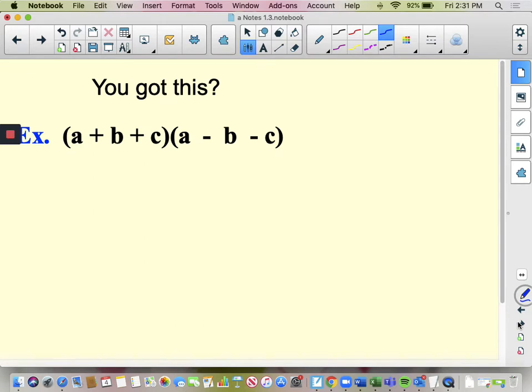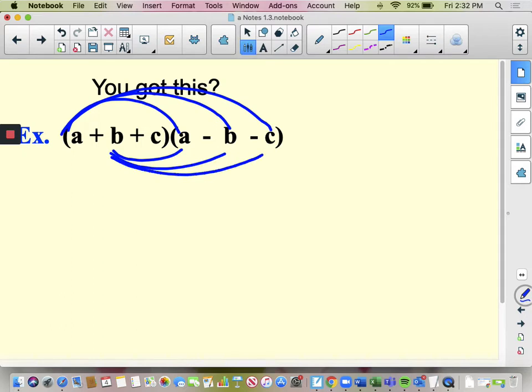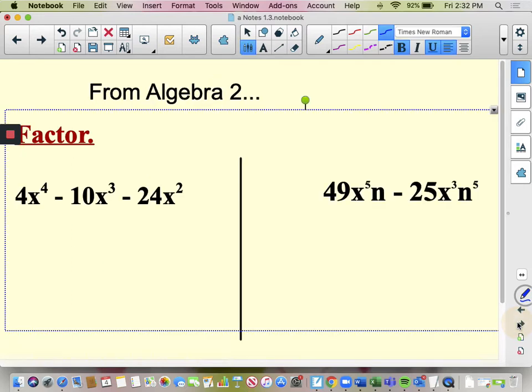You might see trinomials instead of binomials. I'm not going to go through this one, but you would, same thing, right? I'm taking a times a, a times negative b, a times negative c, and then b times a, b times b, b times c, and then finally c, and so on. So same process, it's just longer, and combine your like terms, etc. You can check out the completed smartboard if you want to see that one in more detail.